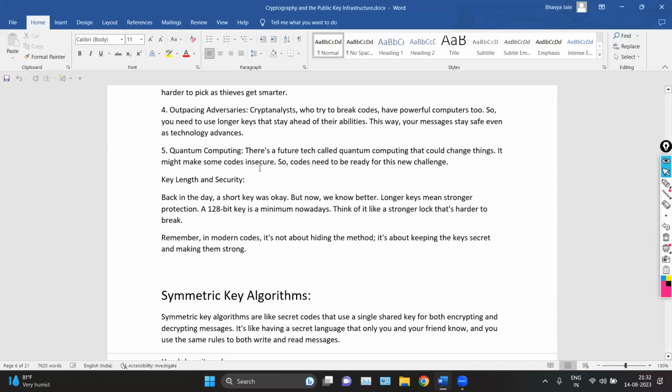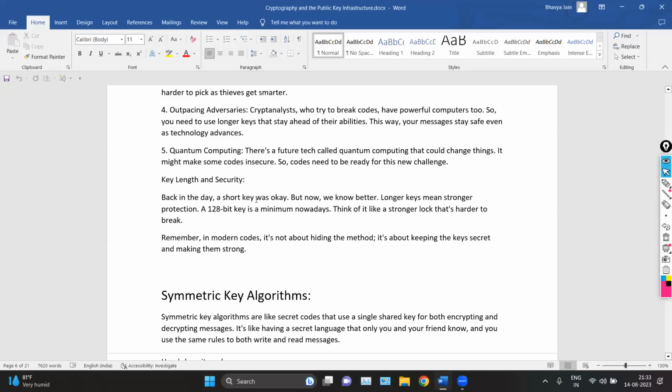Quantum computing is a future threat, a technology with very high computation power. You can even use it for free, because Google provides some sample tests for quantum computing. I think only a few quantum computers exist all over the world, but that could change things. They are very powerful computers which can crack your key in just seconds, so it might make some codes insecure. Codes need to be ready for new challenges. So this is key length and security.